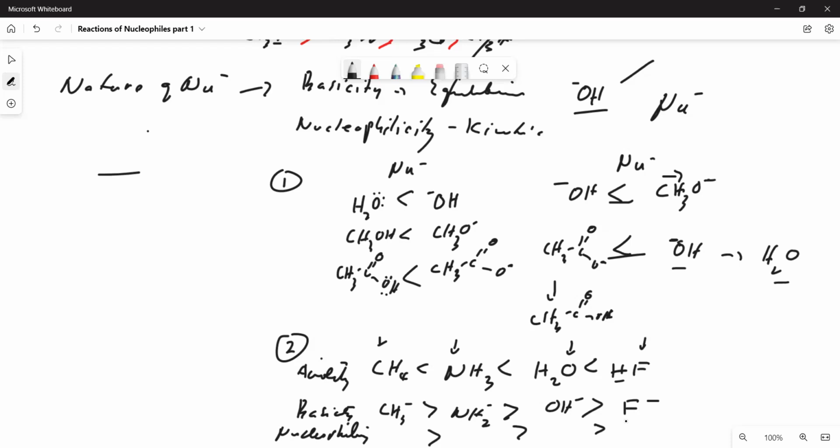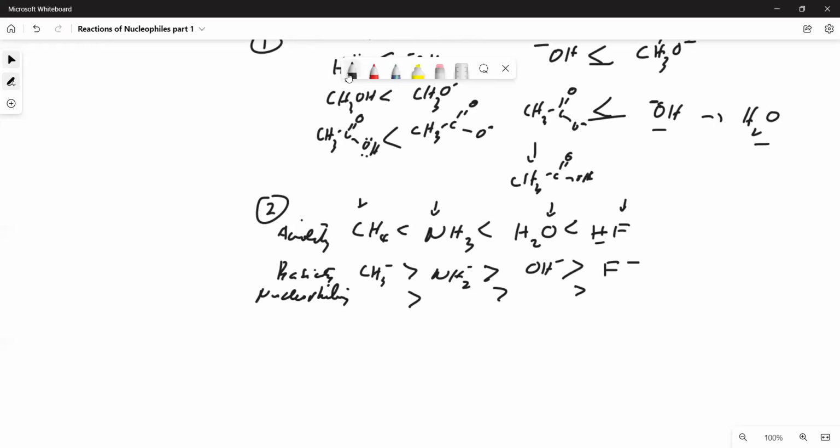In the third case, if there is a large difference in the size, what will happen now? For example, say methoxide and methyl sulfide. The nucleophilic centers are the oxygen and sulfur. Or you have iodide, okay, and chloride.